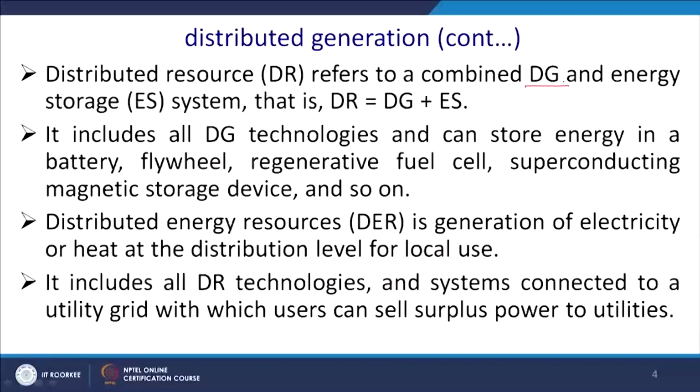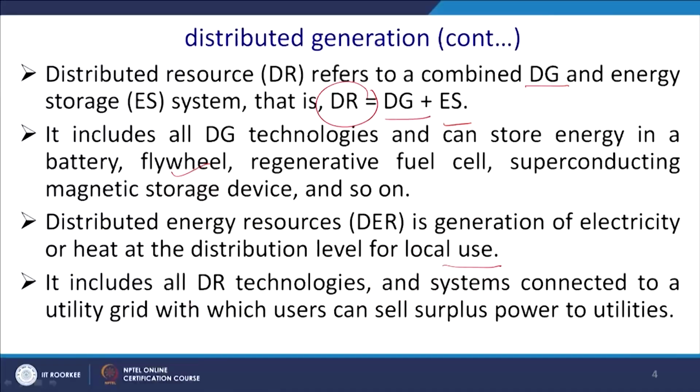Now, distributed resources, that is DR, refers to the combination of DG and the energy storage element. Mostly these are batteries, so DR consists of DG and ES. It includes all DG technologies and can store energy in battery, flywheel, regenerative fuel cell, superconducting magnetic storage devices, even very high ultra capacitors, etc.